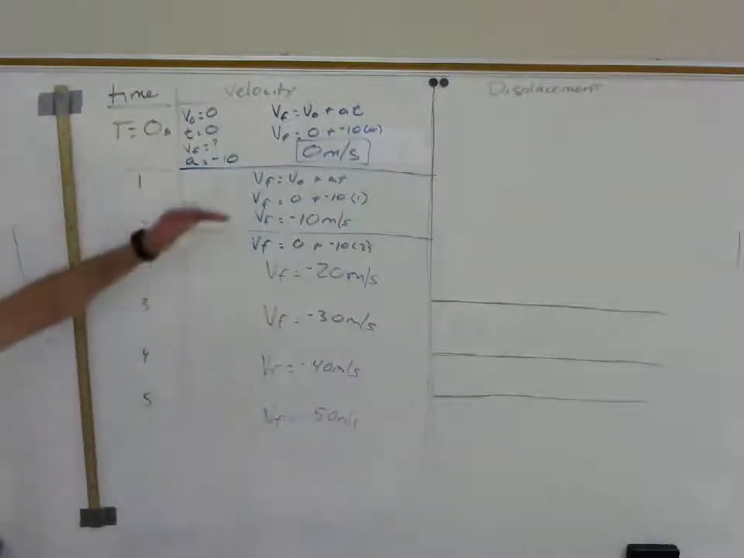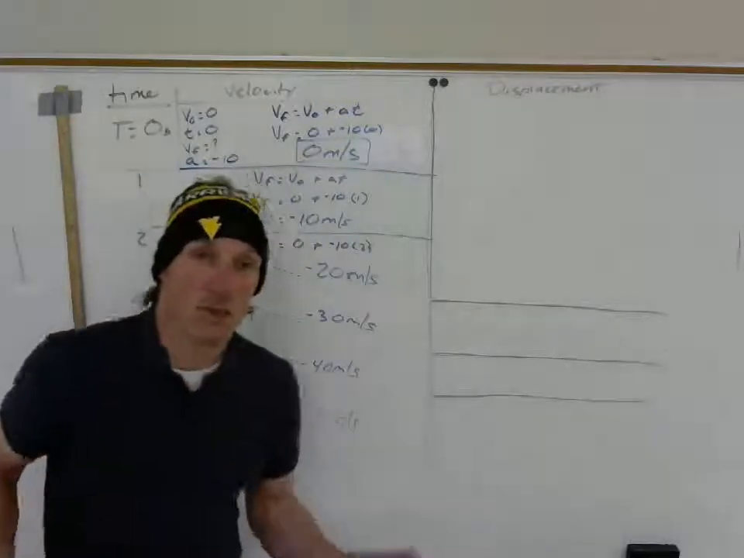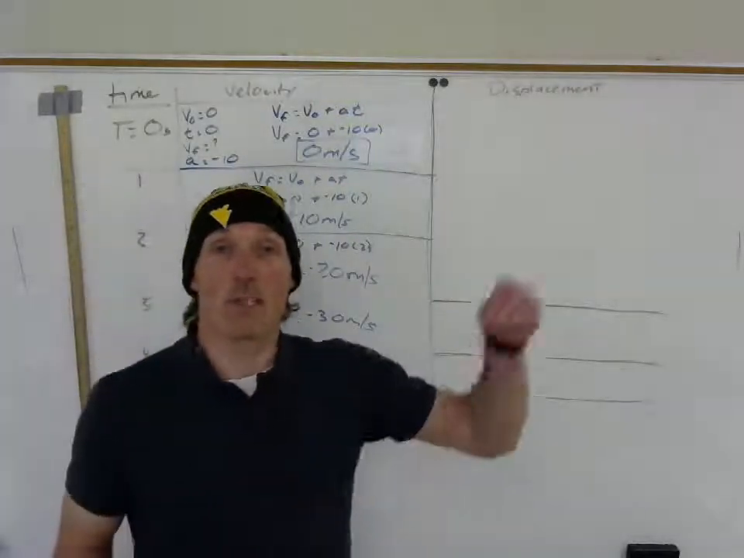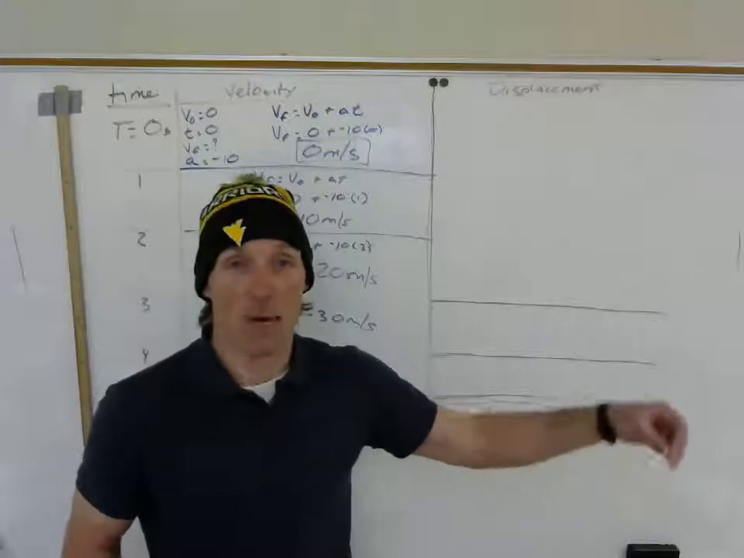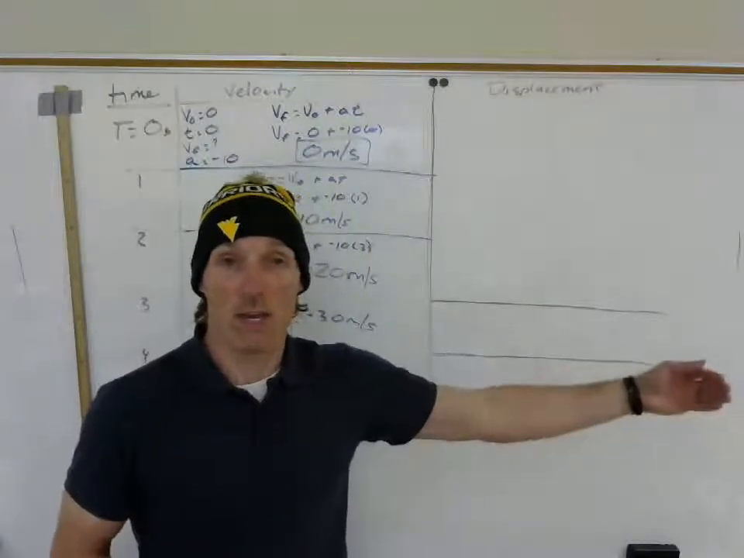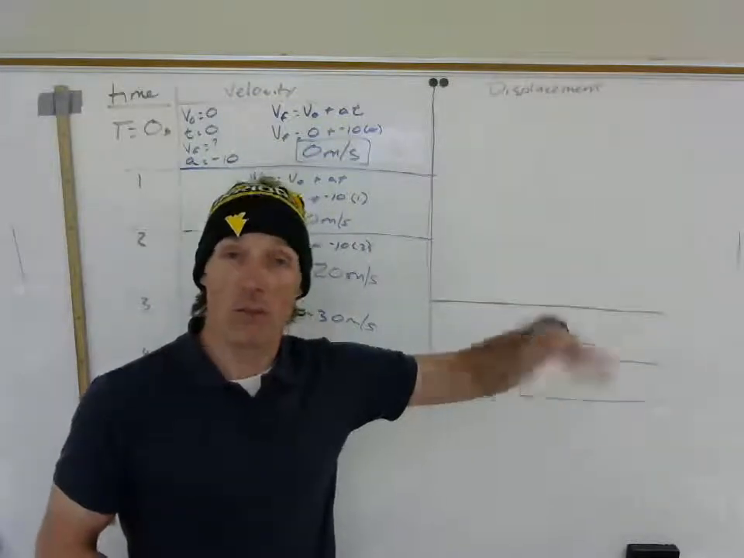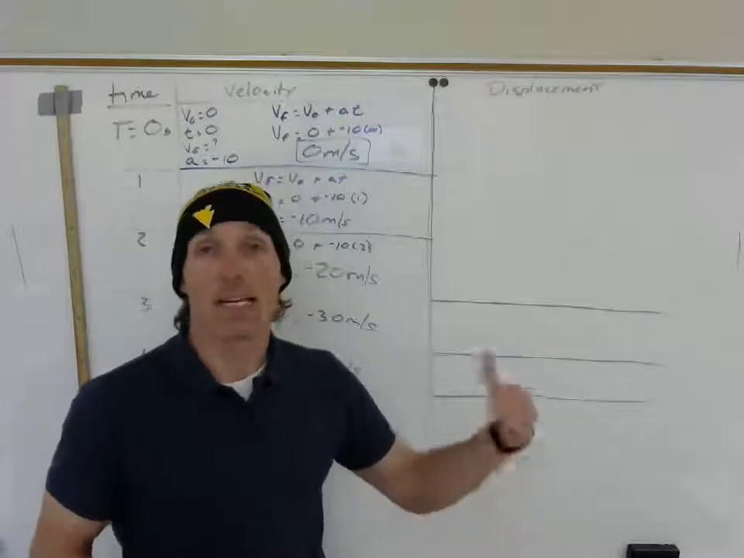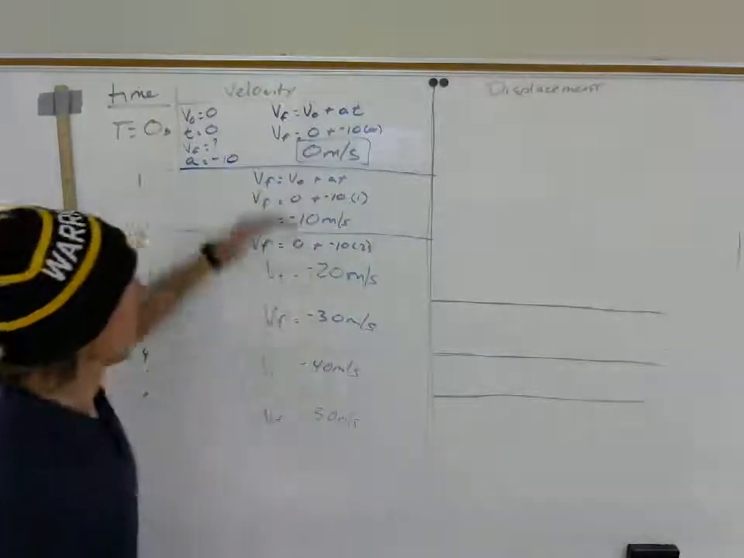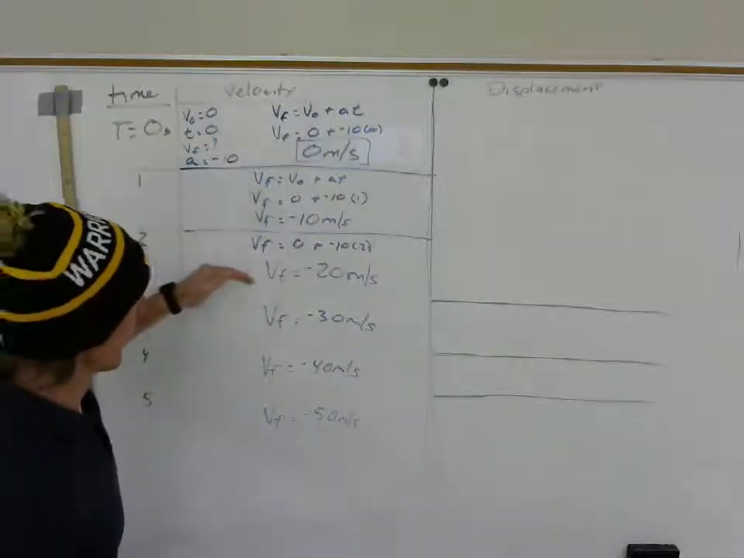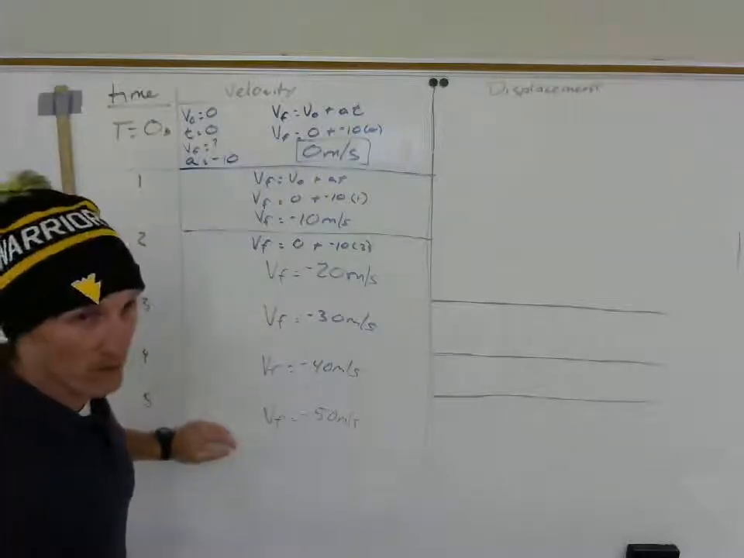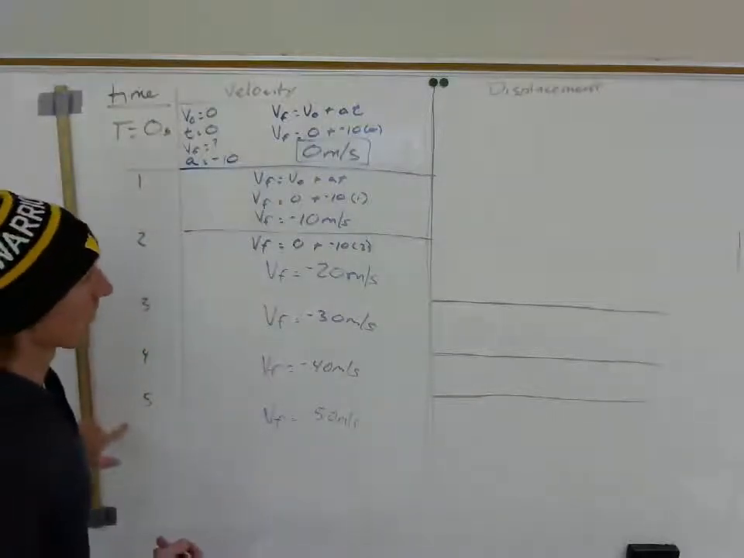So you see it increases, because that makes sense. Acceleration is for every second, the velocity changes by, in this case, 10 meters per second. Negative is going down because it's dropping, so it's going to be changed by negative 10 meters per second. So we go 0, then negative 10, negative 20, negative 30, negative 40, negative 50 after 5 seconds.